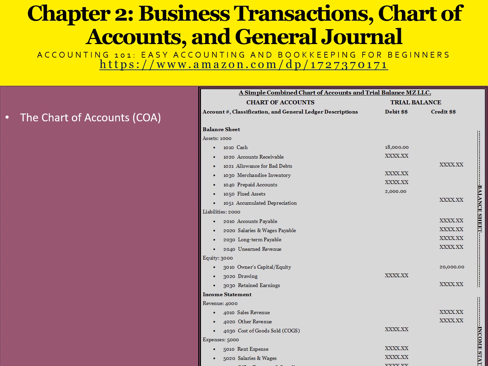The combined chart of accounts and trial balance shows the normal types of balances, debit or credit, found in accounting systems: asset accounts, debits; contra assets, credits; liabilities, credits; equity accounts, credits; expense accounts, debits; and revenue accounts, credits.